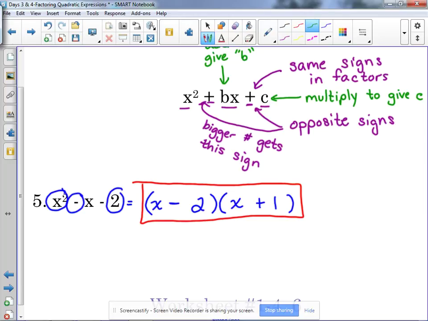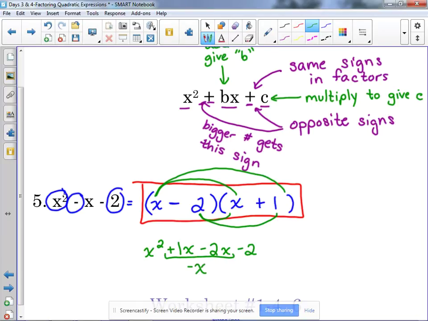After you have factored, take a second and FOIL it back out, or multiply it back out. Whatever method you use, the box, FOIL, whatever you use, multiply it back out. I'm going to use FOIL. First times first, x times x is x squared. Outside, x times 1 is 1x, positive 1x. Inside, negative 2 times x is negative 2x. And the last, negative 2 times positive 1 is negative 2. And if I combine those terms right there in the middle, positive 1x minus 2x is minus x. That's what I had in the original problem.